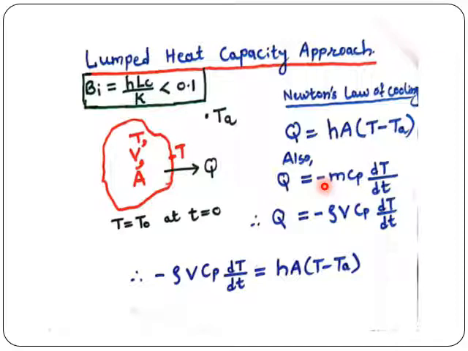There is a sign convention which is used in thermodynamics. So Q, which is equal to hA into delta T, is also equal to minus m Cp dT by dt, and m is density into volume, so you can substitute, and when you equate it, it will be minus rho V Cp, change in temperature with respect to time, that is equal to hA into delta T.